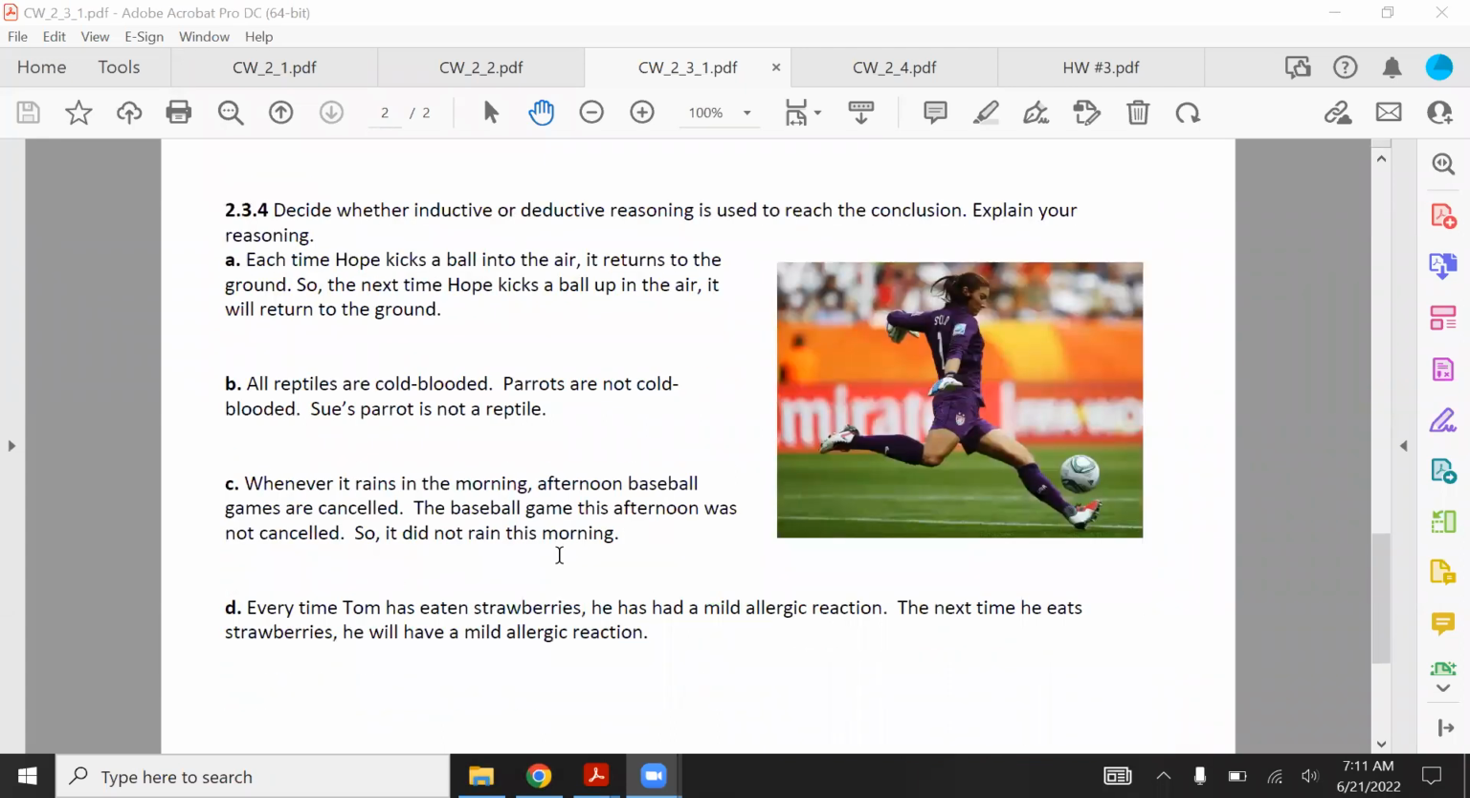Let's look at this one more time. Decide whether inductive or deductive is used to reach a conclusion. Explain your reasoning. Each time Hope kicks a ball in the air, it returns to the ground. So the next time Hope kicks a ball up in the air, it will return to the ground. Yeah, that would be more inductive, I believe.